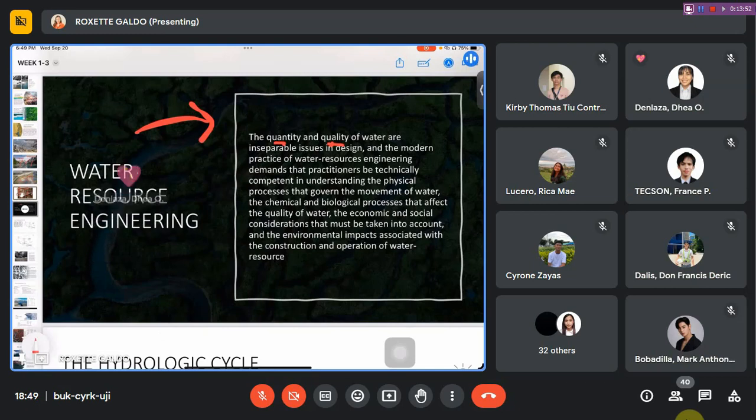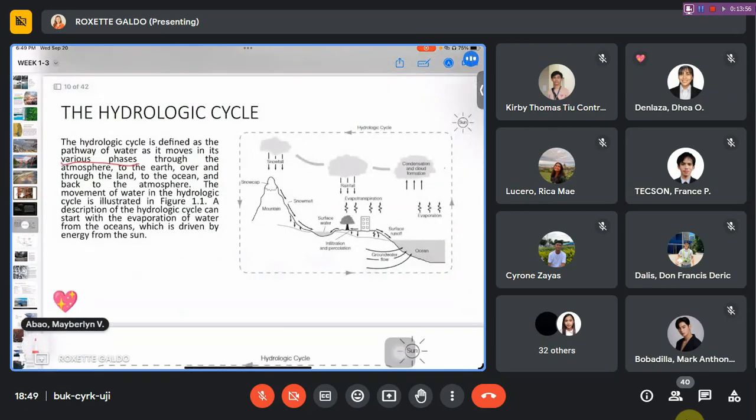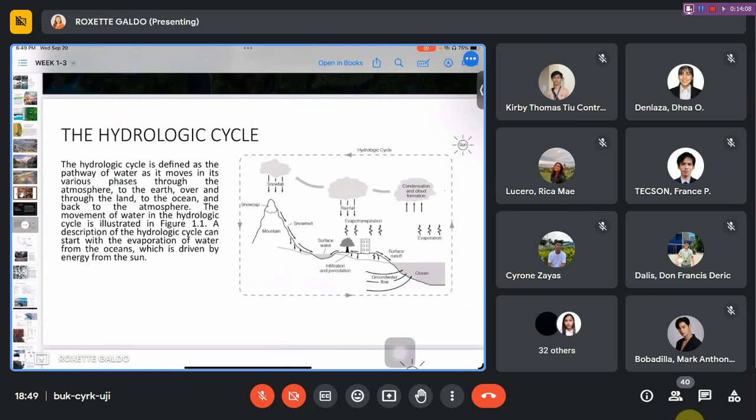There are none. Okay, so if there are none, let us proceed to the hydrologic cycle. Since in water resources engineering, we are very much particular about the movement of water, where it passes, what its next path is. So, we can learn about how water flows within the earth.